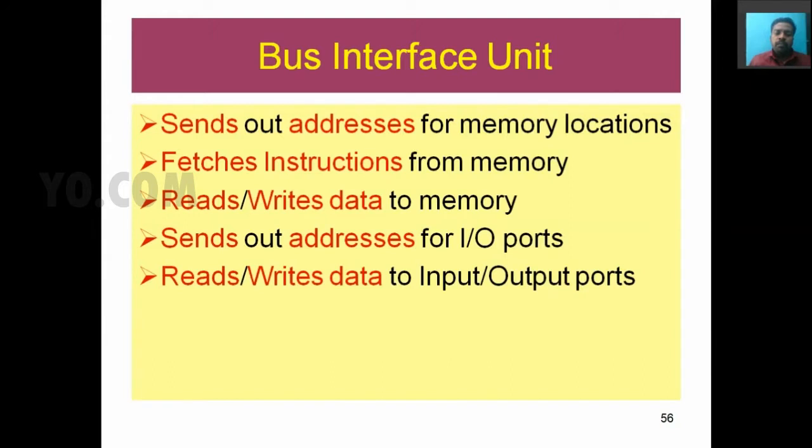Similarly, the bus interface unit interfaces the IO ports. IO ports mean the keyboard and mouse in a computer, and in the same way in a microprocessor, external sensor input. That is an input IO port, so it sends out the address for the IO port. Then the microprocessor reads and writes data from the IO port. So the bus interface unit communicates between the execution unit and memory or IO.